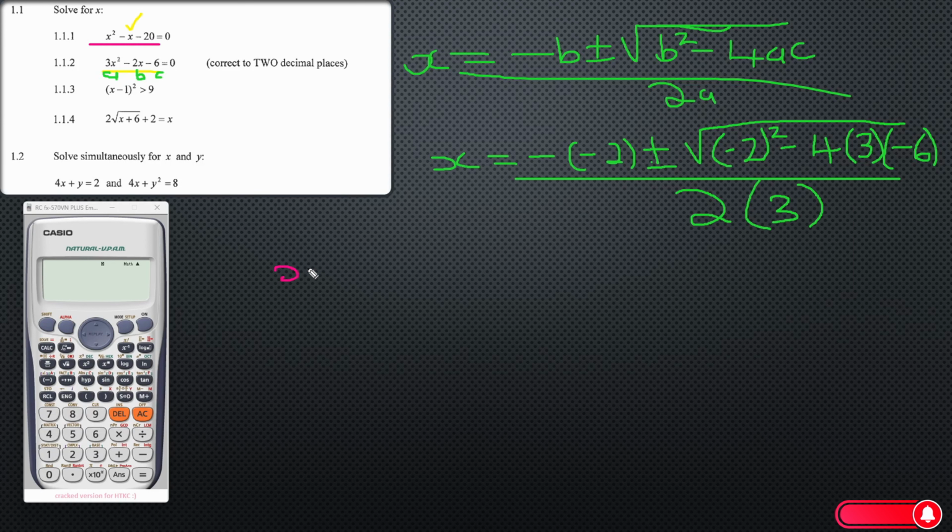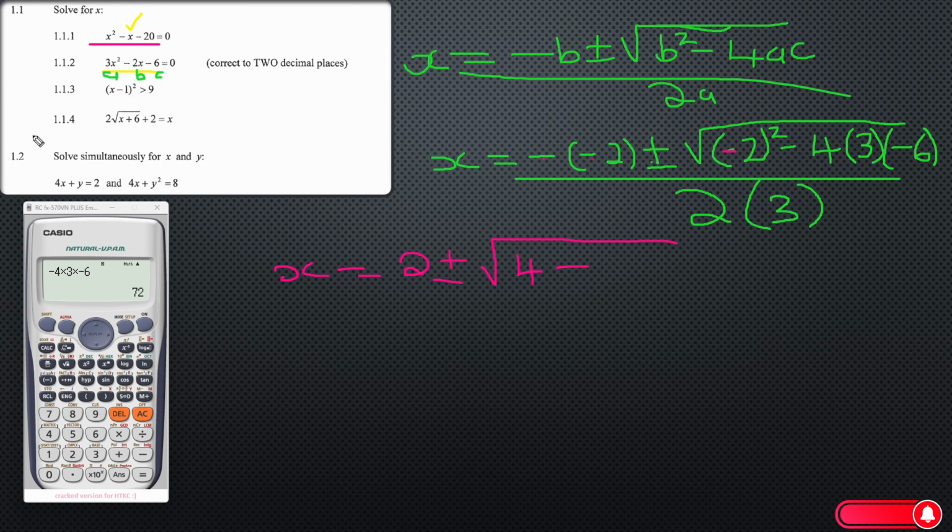So I'm just going to compute this. Negative 2 squared will give you a 4, and then minus. I'm not going to use my head to calculate those ones. I'll just say negative 4 times 3 times negative 6, and this will give us a positive number.